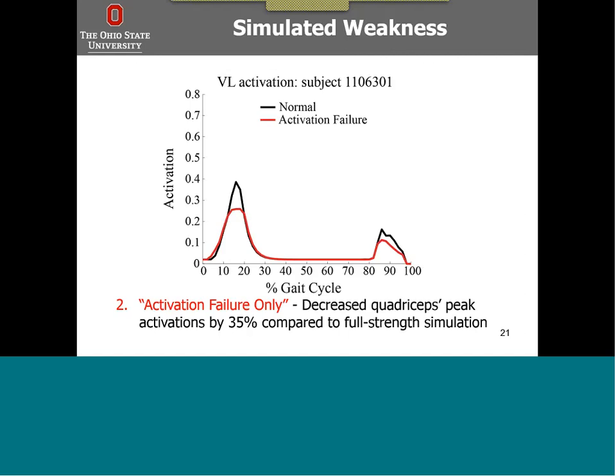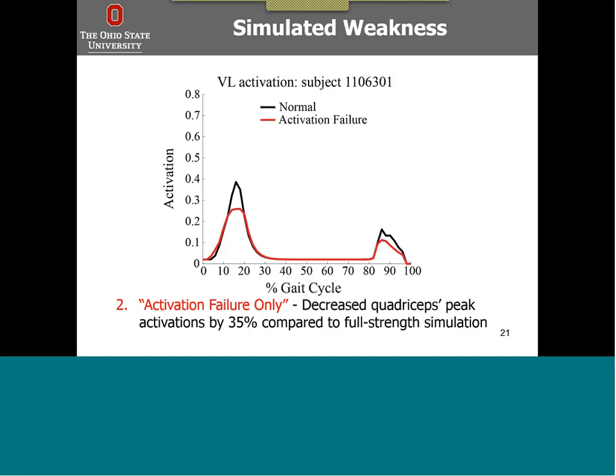Next, we simulated activation failure only, and we did this on a subject-by-subject basis by decreasing the peak activations of the quadriceps muscle by 35% compared to the full strength simulation. And again, that 35% value is reflective of the high end of values that have been reported in literature.